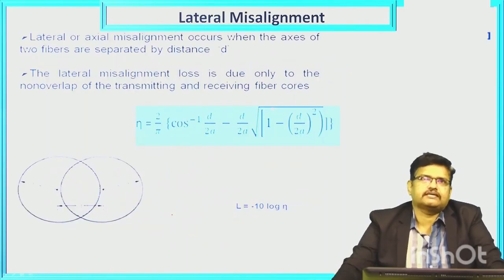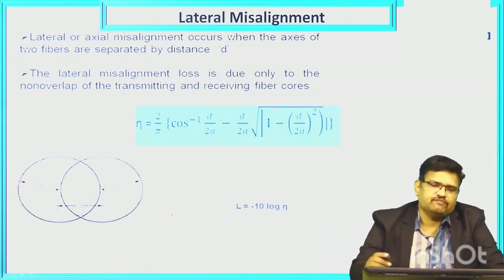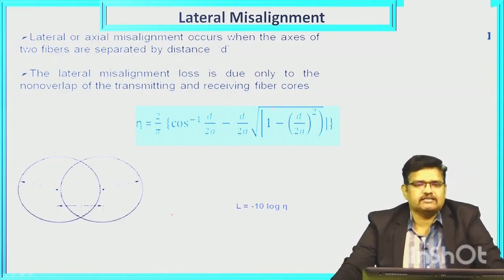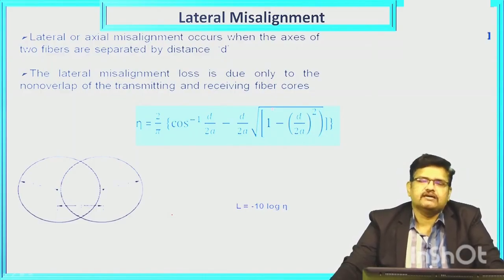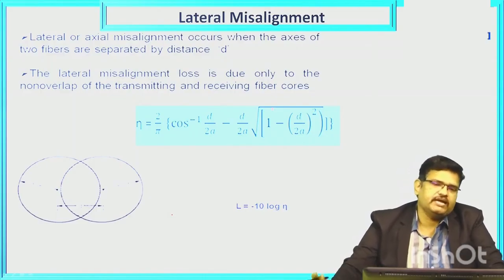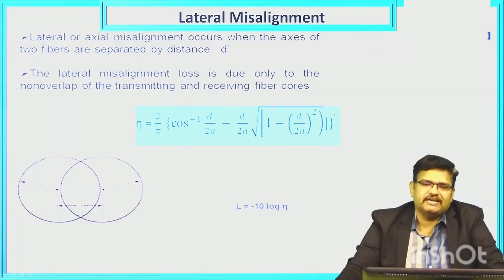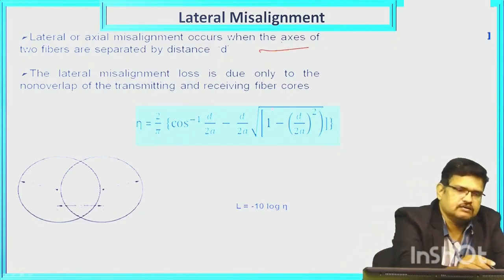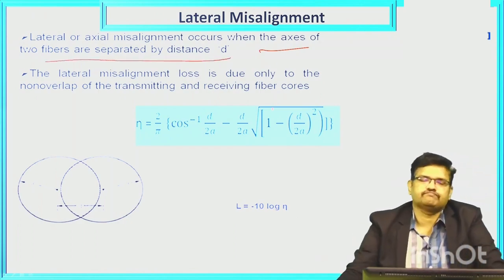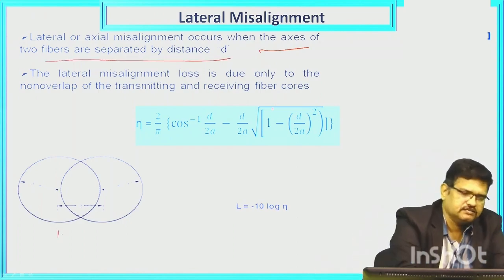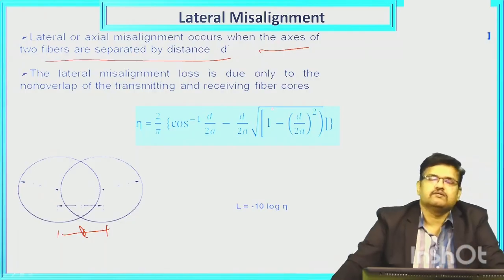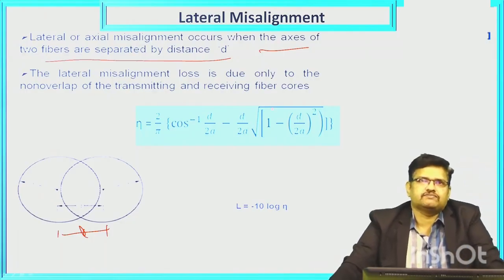Now this can be calculated using a formula. The efficiency eta is equal to 2 by pi times cos inverse of d by 2a, minus d by 2a times the square root of 1 minus (d by 2a) whole square. What is d? The d is the distance by which the axes of the two fibers are separated. If you observe this diagram, this is the d, where a is the radius of the fiber.